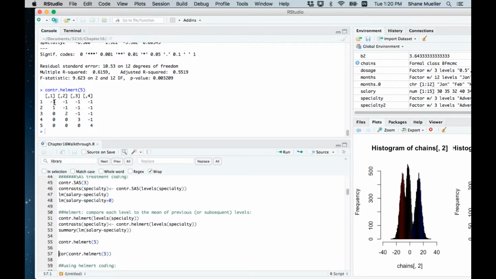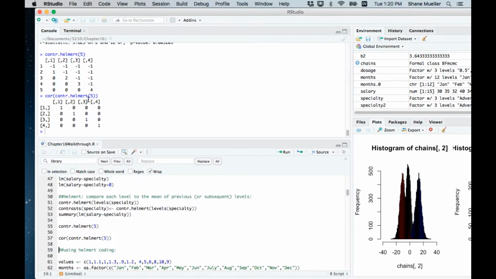So this is a positive and a negative times 2 negatives. These are always going to cancel out and be 0. So every pairing of this is going to be orthogonal. And if I look at the correlation here, it's a little harder to intuit, but the correlations between any pairing are 0 as well. So we have, for Helmert, along with the treatment coding, orthogonal and uncorrelated codings for these sort of dummy variables that we're creating to represent the different levels of a categorical factor.